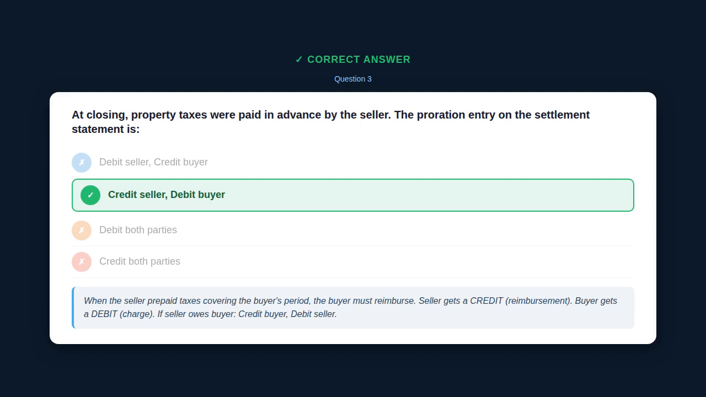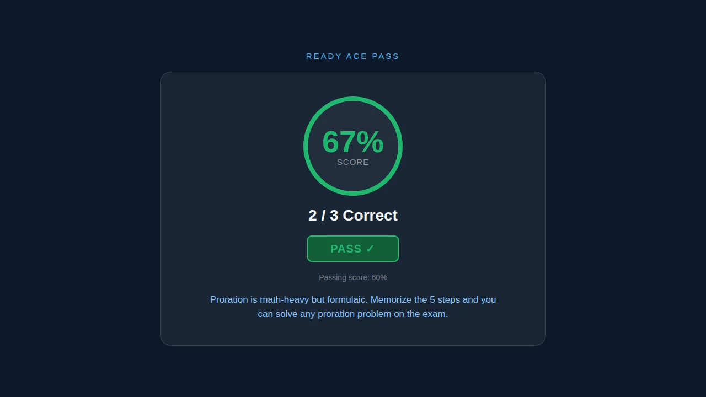When the seller prepaid taxes covering the buyer's period, the buyer must reimburse. Seller gets a credit, reimbursement. Buyer gets a debit, charge. If seller owes buyer, credit buyer, debit seller.